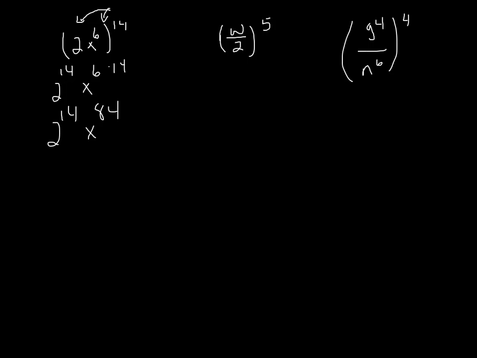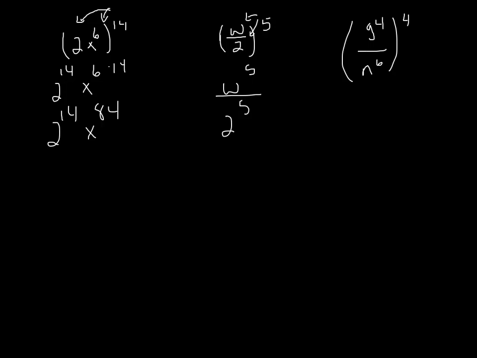Okay, next one, the same thing, it gets distributed to the top and the bottom again. So we've got w to the 5th over 2 to the 5th. Now if you have something small like that too, you could go ahead and work it out. It doesn't totally matter. I'll let you know if I want you to do it every time or not. So just know that might happen to you.